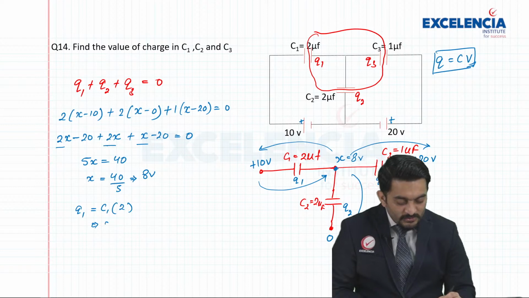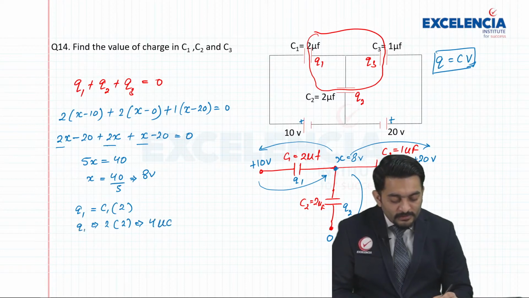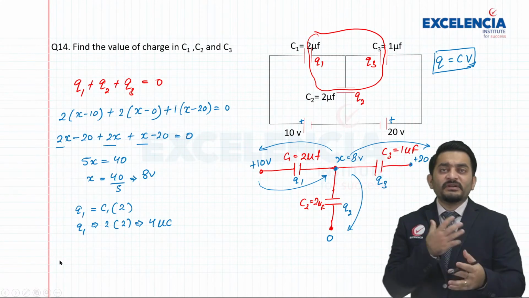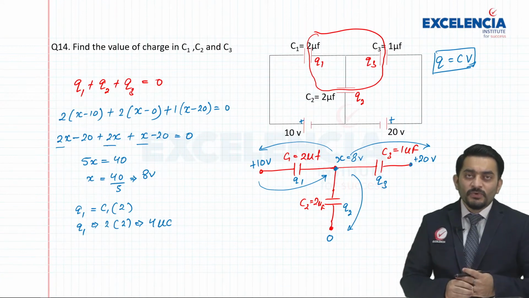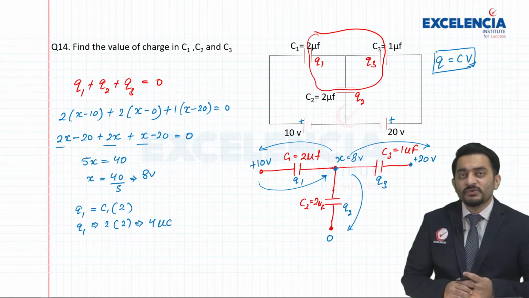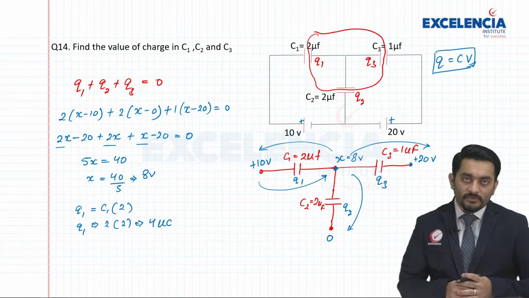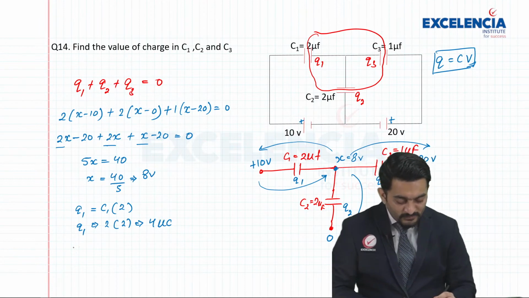Capacitance value is what? 2 microfarad. Capacitance value is 2 microfarad multiplied by 2 volt, which will simply give you 4, but remember it is 4 what? Microcoulomb. I have not converted any value before, so I am simply writing, when I multiply this 2 with 2, the microfarad for capacitance, so my answer will also come out in microcoulomb. You have to be very careful with that, so please don't write 4 coulomb for that particular part.